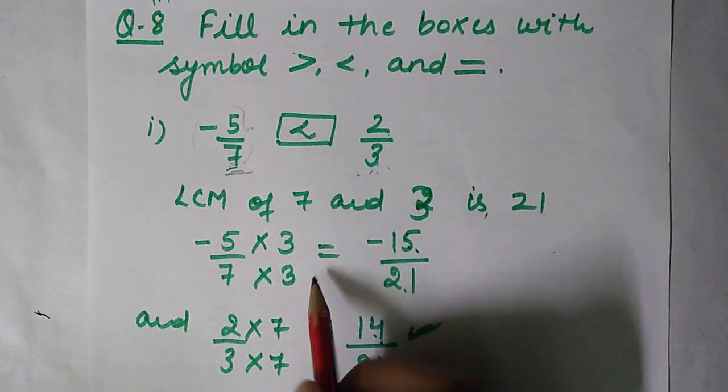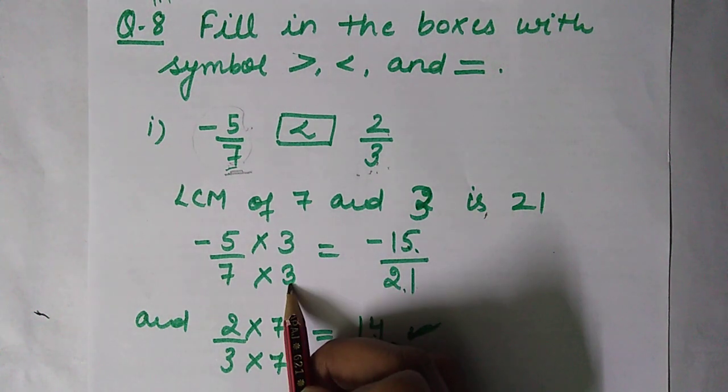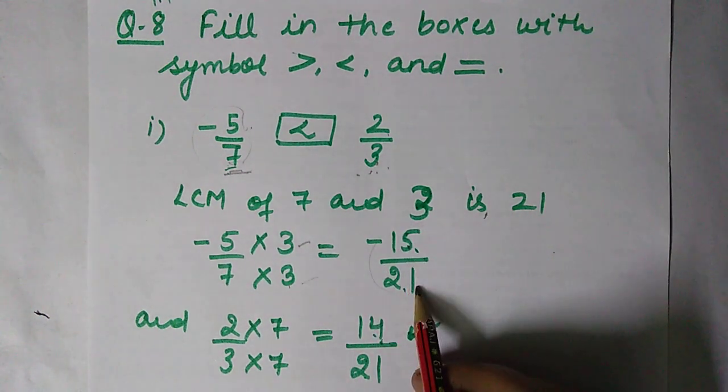How will you make the denominator equal to 21? For that I have to multiply it with 3. Okay, 3 with the numerator and the denominator. So it is minus 15 over 21.